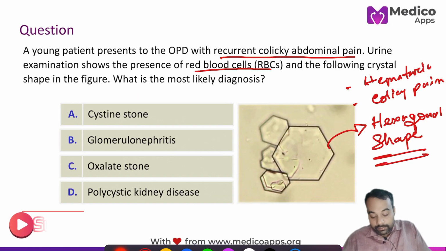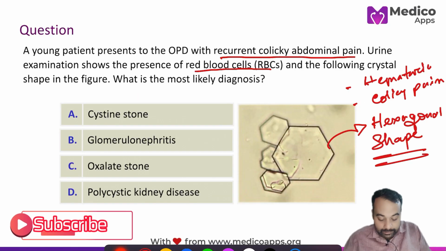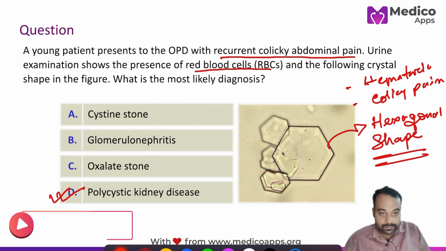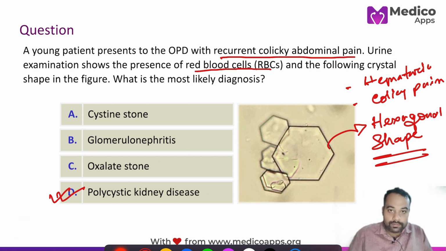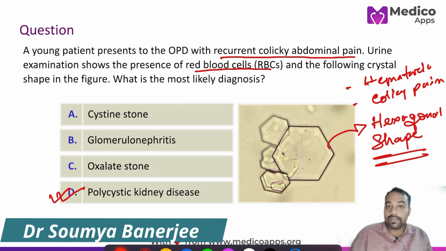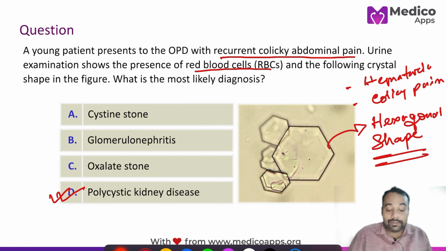Now let's try to understand. We have option D, that is polycystic kidney disease, right? Regarding polycystic kidney disease, the disease typically presents in such a manner: there is cyst formation, an abdominal lump which is cystic in nature. The typical clinical features are pain abdomen, sometimes colic in nature, and hematuria.